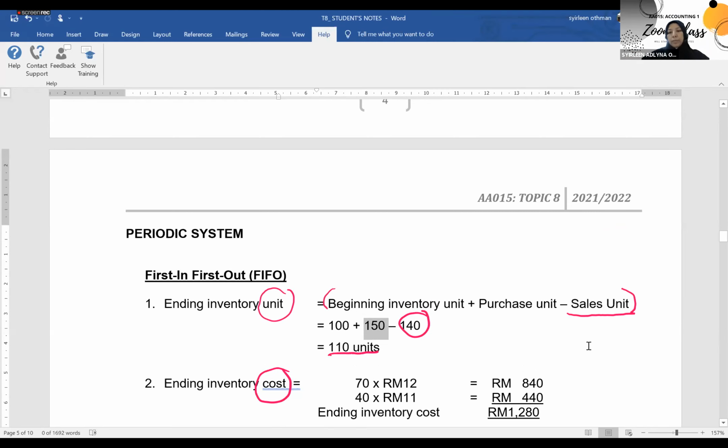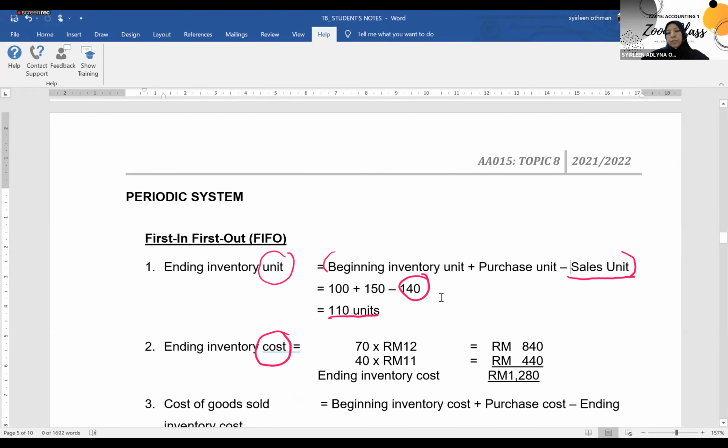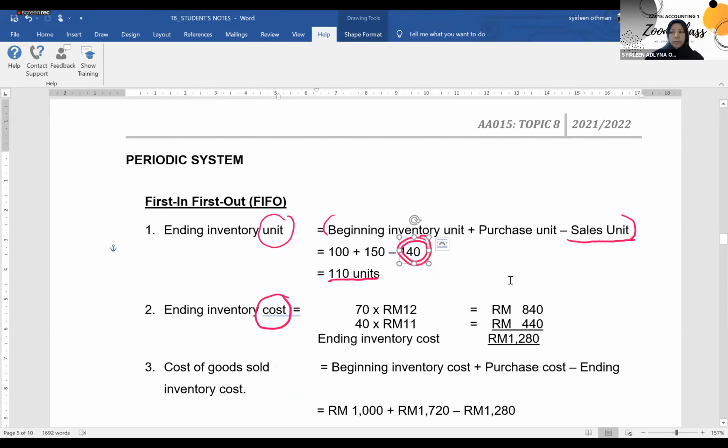So how much did I sell? I sold 140. The units I did not sell are my ending inventory. You refer back to the question. I am going to concentrate on my beginning inventory and purchases only, because we want to know the cost. The first item, I have 100 units.